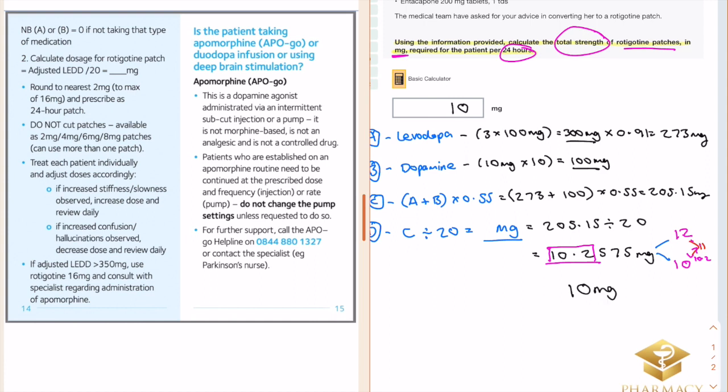Now, as the patient is taking 10 milligrams of Rotigotine, if you look at your question up here, it says calculate the total strength of Rotigotine patches. So 10 milligrams is our total strength.